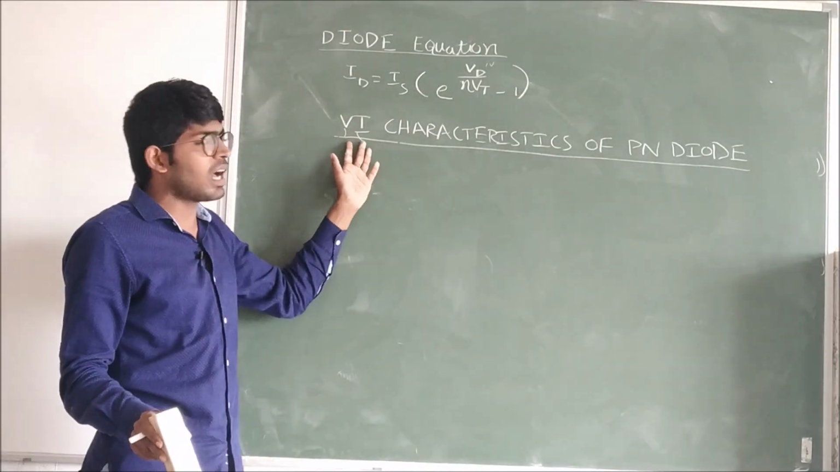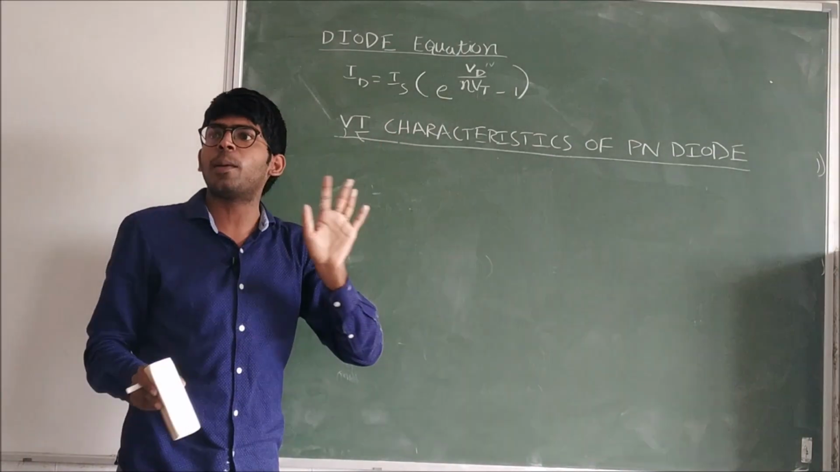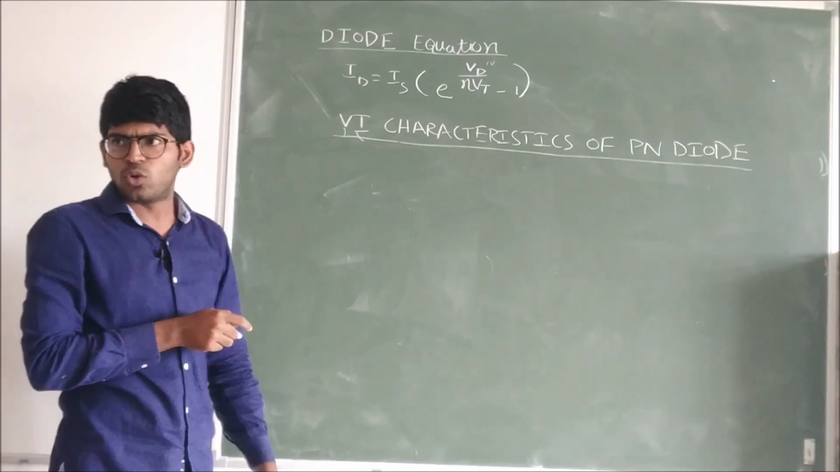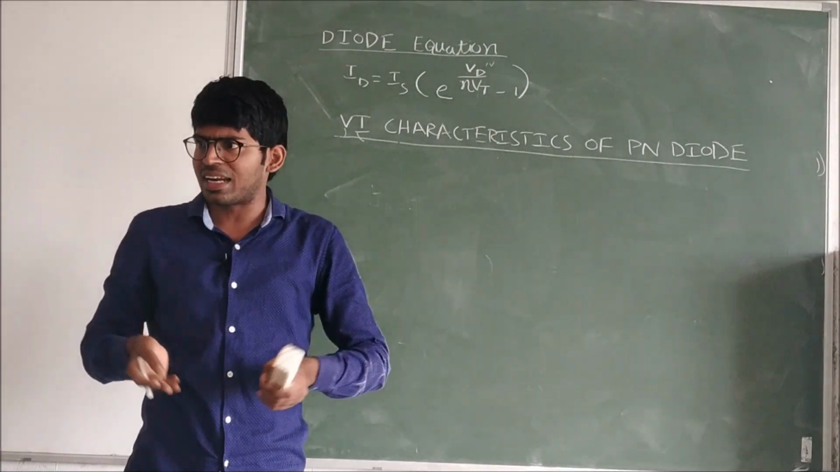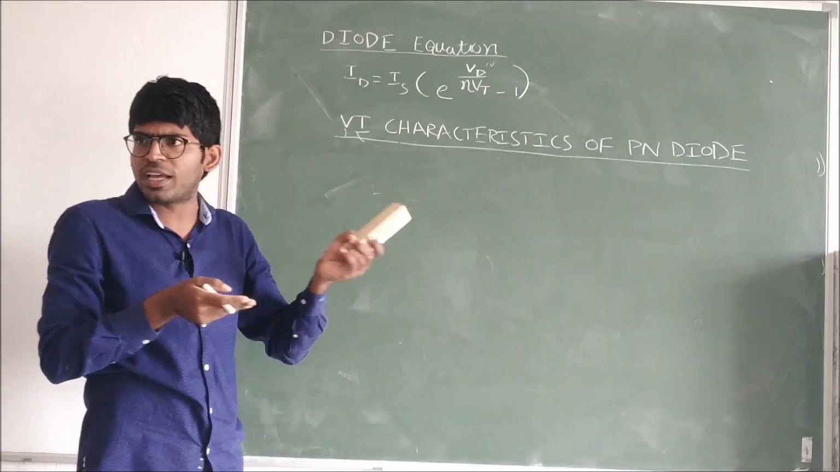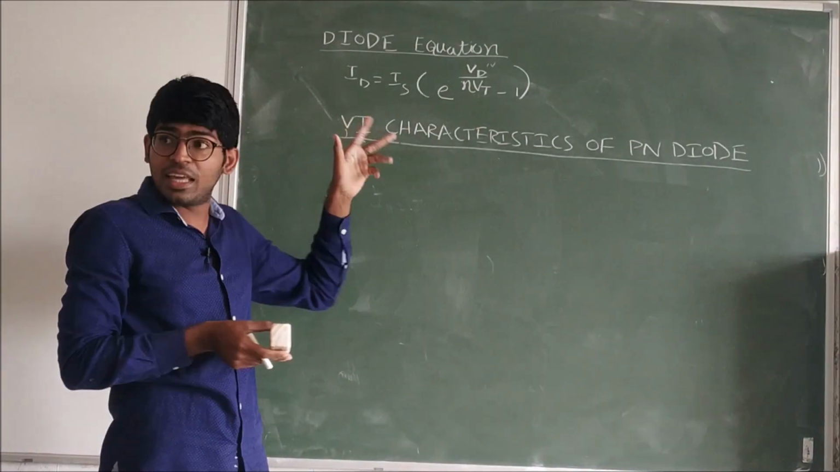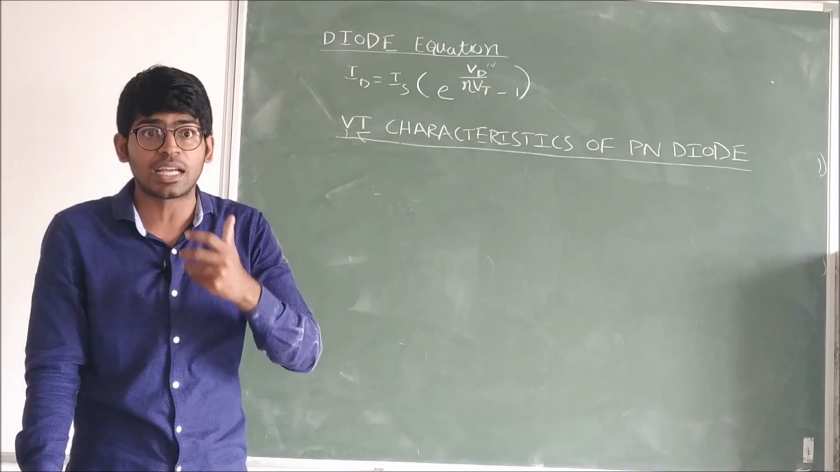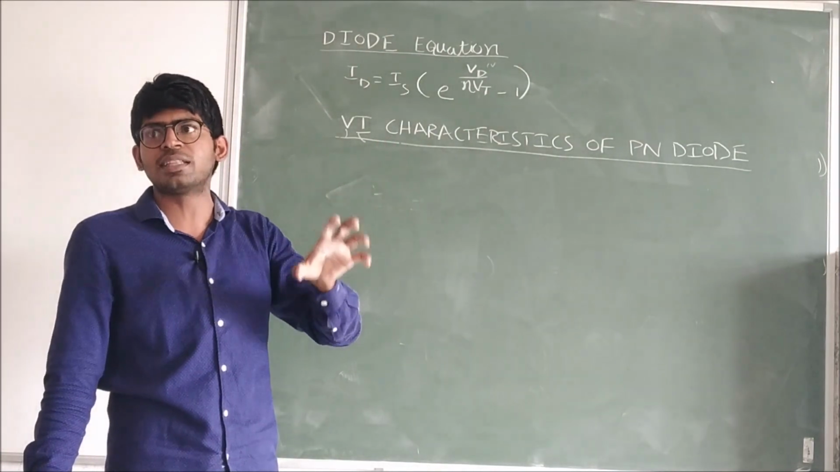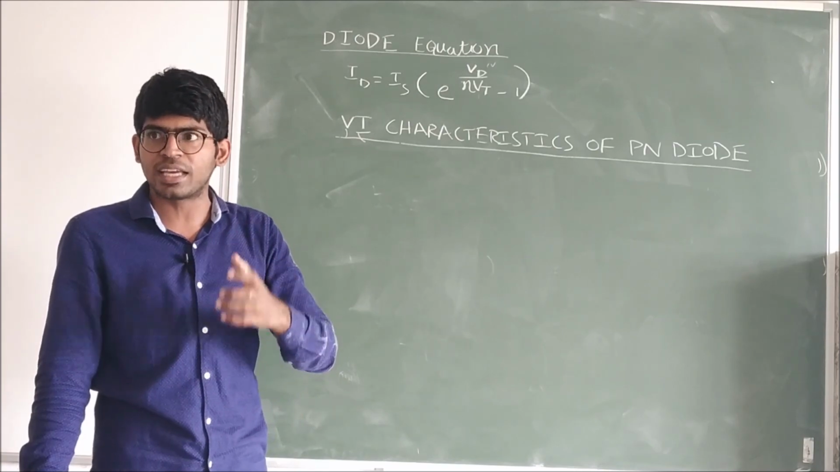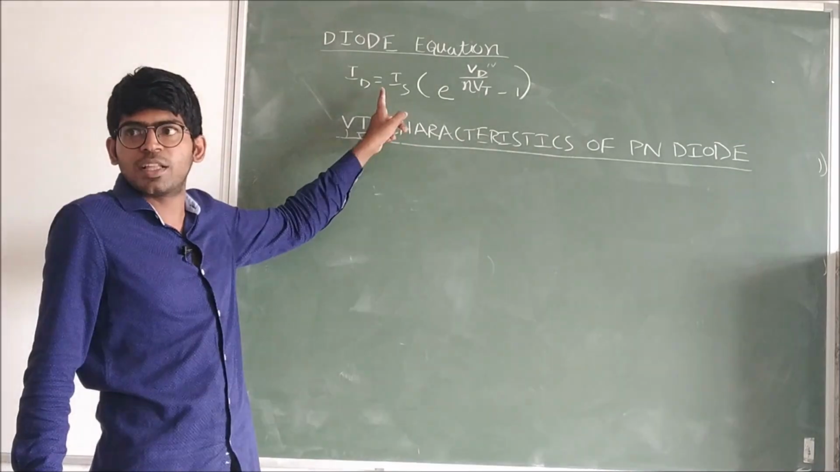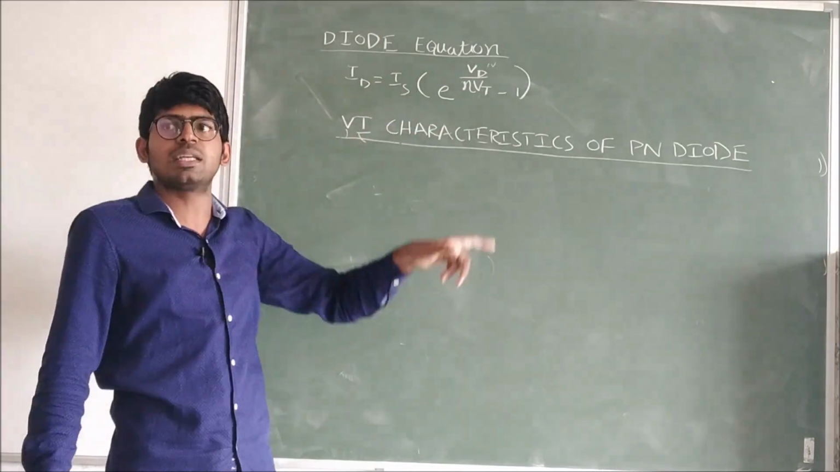Now we are observing the VI characteristics of a PN diode, voltage versus current characteristics. Already we have the mathematical equation. What is the use of these VI characteristics? We take these VI characteristics practically. Practically we vary the voltage value and read the current. After that we draw a graph. In that graph we check whether the theoretical values are matching or not.